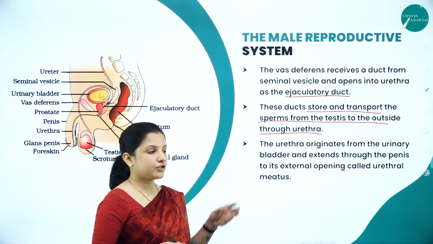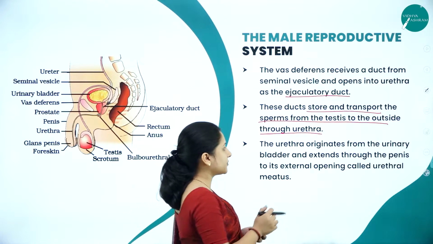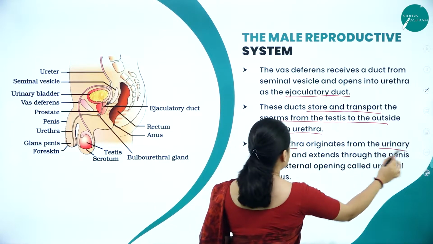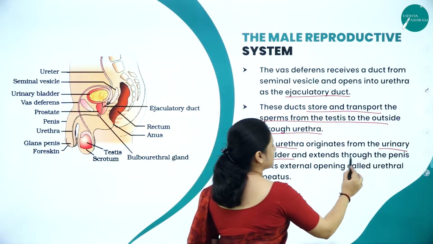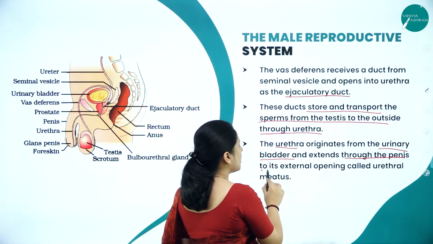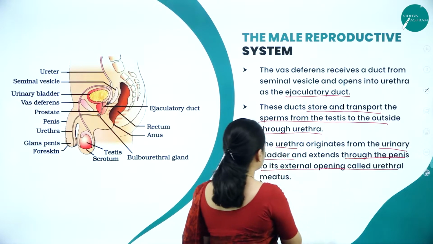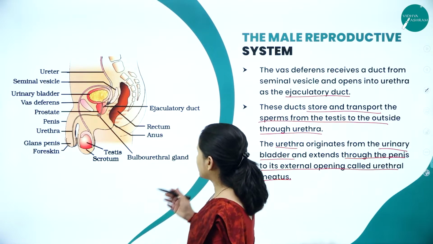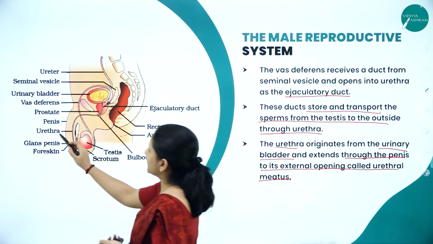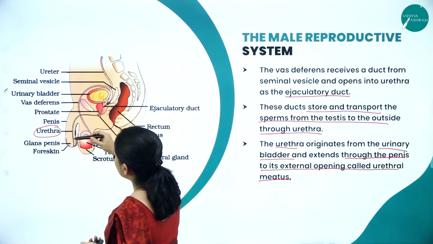Therefore, the urethra originates from the urinary bladder and then extends through the penis, which is the external genital area, through an opening called the urethral meatus. So much forms the part of the testis. As you can see, we have the urethra, it extends.